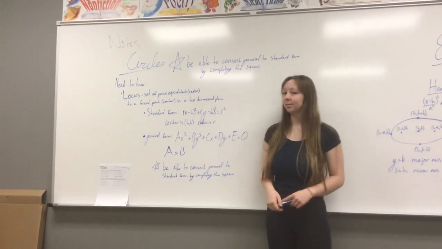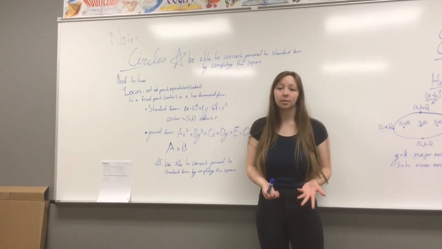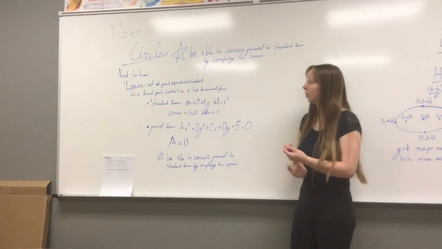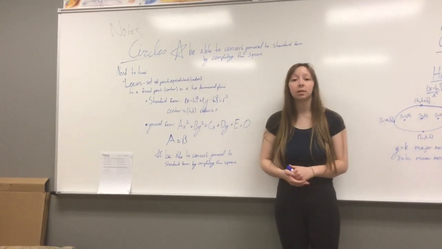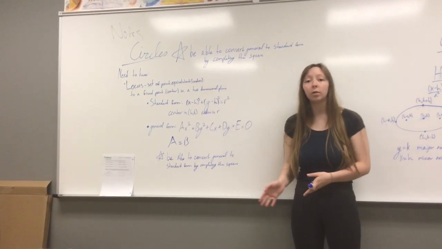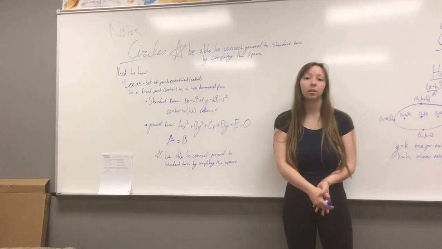You need to know about circles. The first thing you need to know is what the locus is. And the locus is a set of equidistant points to a fixed point, also known as the center, in a two-dimensional plane. And the important thing with circles is that you're able to convert between standard form and general form by using the completing the square method.